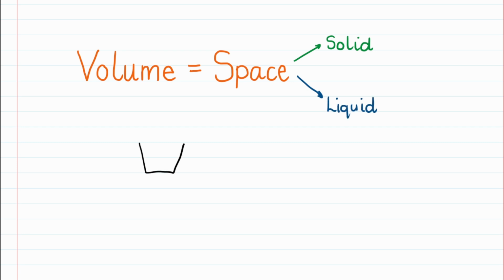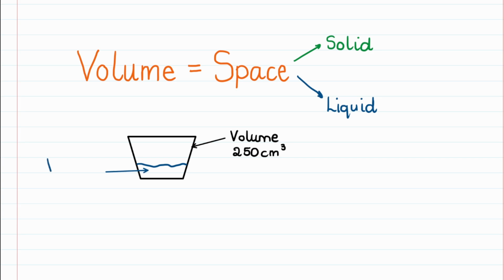For example, imagine I had a glass of water. This glass takes up space in the world, so it has volume, and the water takes up space inside the glass, so it has volume too. Here we can see that I have placed 50 milliliters of water inside the glass, so in this example, I would say that the water's volume is 50 milliliters. This means that it has taken up 50 milliliters of space within the glass. The glass, on the other hand, has been given a volume of 250 centimeters cubed, so this is the amount of space that the glass takes up in our world.